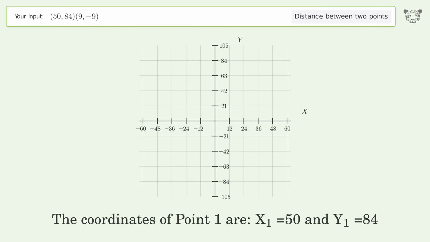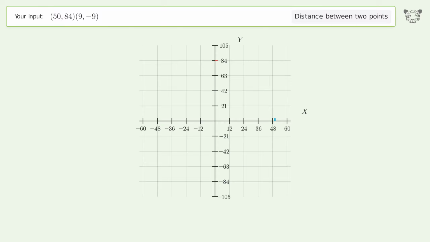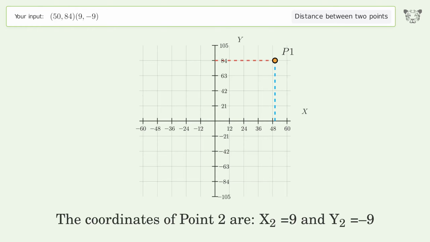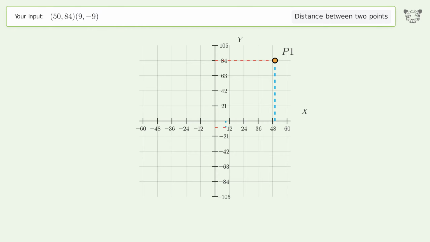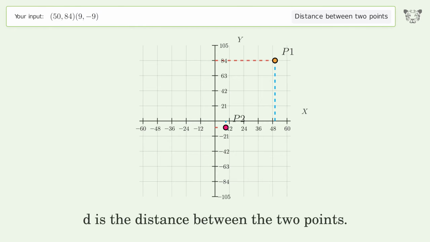The coordinates of point 1 are x1 equals 50 and y1 equals 84. The coordinates of point 2 are x2 equals 9 and y2 equals -9. D is the distance between the 2 points.